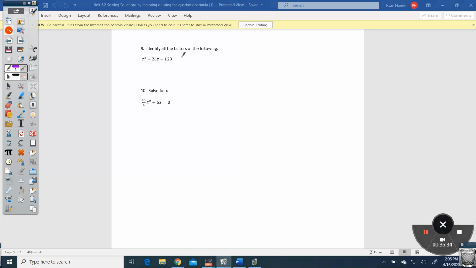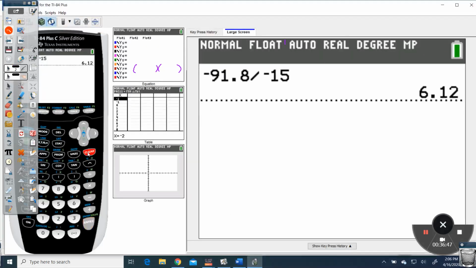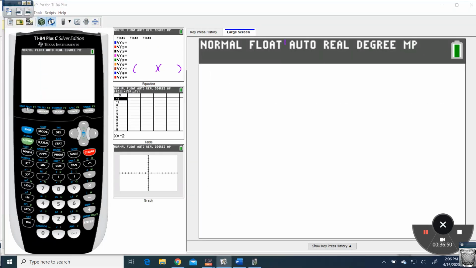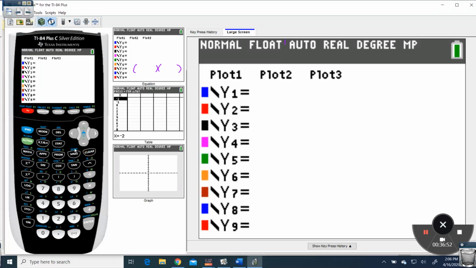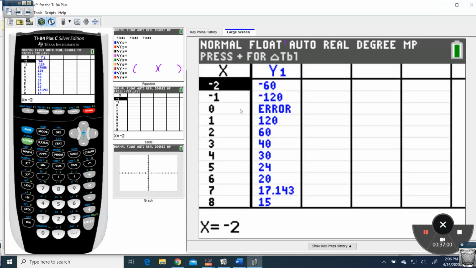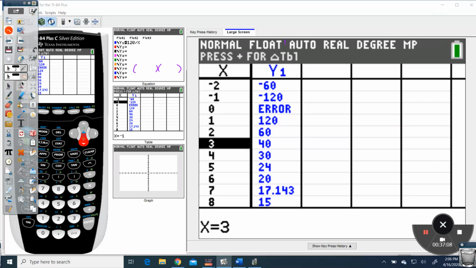All right, number 9, it says identify all the factors. That just means we're supposed to factor this. So if I go through the numbers that multiply to be 120, I have shown you this on the calculator, but just to refresh your brains, if I go to y equals, and I go 120 divided by x, and I hit second table, these are going to be the numbers that multiply to be 120. So I could just write those down if I wanted to. I might as well. Why not, huh?